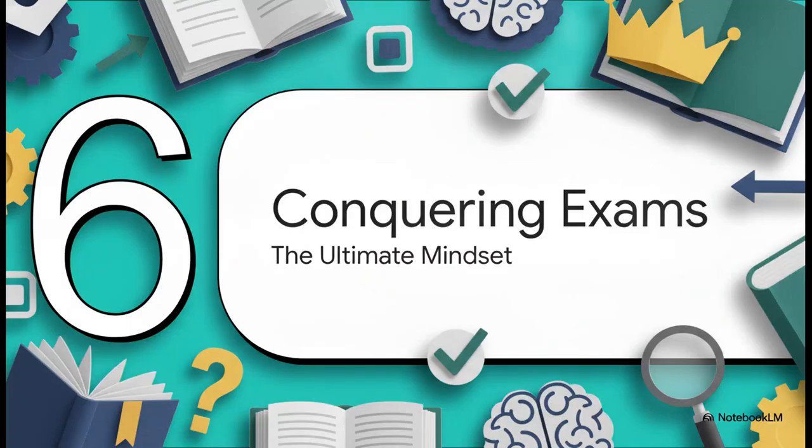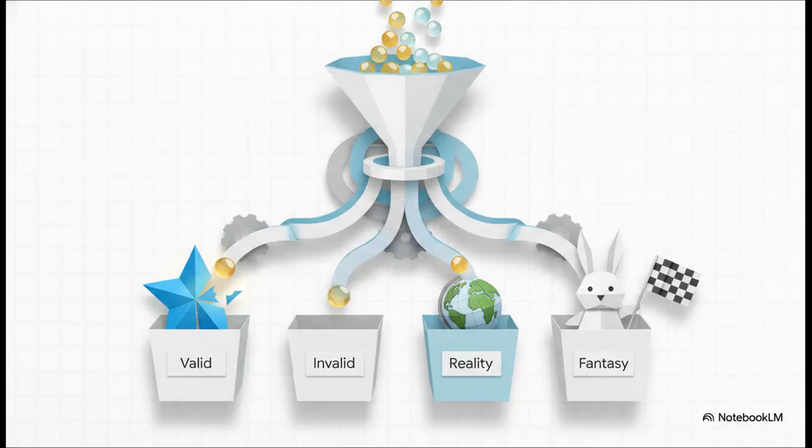Finally, Section 6, the key to conquering exams. We have gone over the hard tools, but now let's talk about the mindset required to actually evaluate your options and pass this exam with flying colors. When you are staring down those A, B, C, D choices, you have to run them through a mental filter. First, ask yourself, is the information valid? Meaning, does it provide complete data and clear examples that are actually supported by the text? Or is it invalid, maybe lacking specific details?